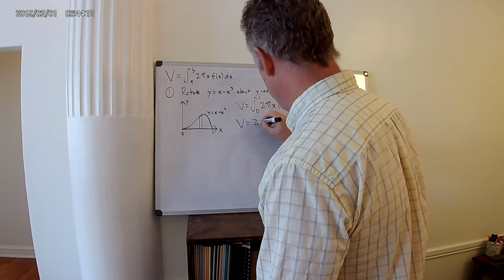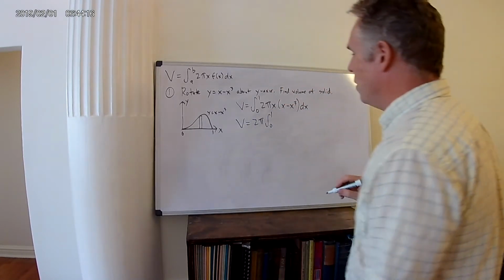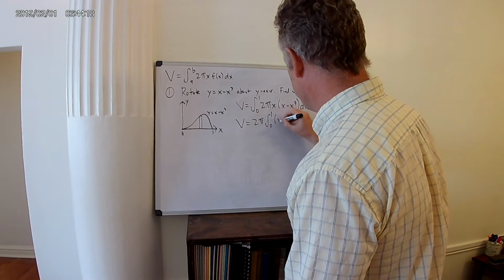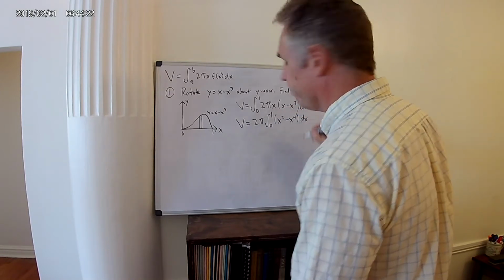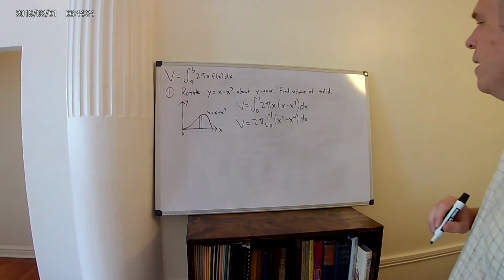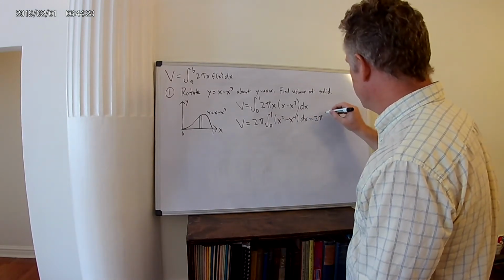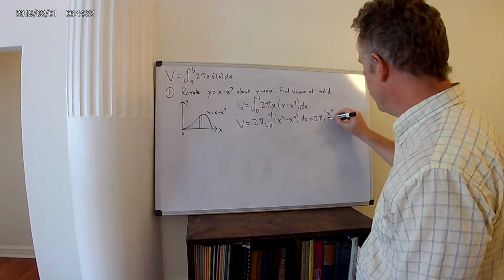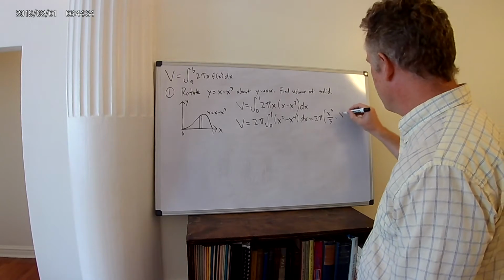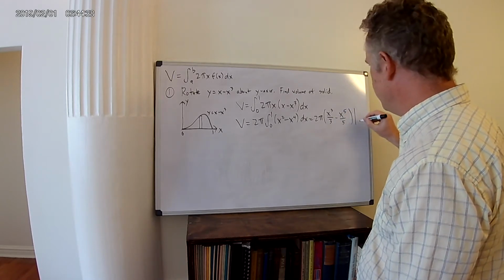We pull out the 2 pi. We distribute the x onto what's in parentheses, and we get x squared minus x to the 4th dx. Now we integrate this. This comes out to 2 pi times the integral of x squared, which is x cubed over 3. The integral of x to the 4th is x to the 5th over 5. And then we evaluate this from 0 to 1.